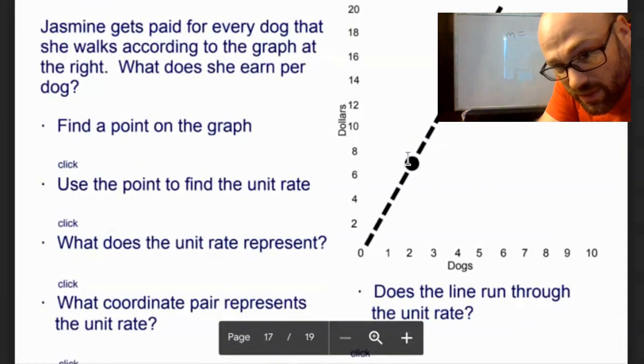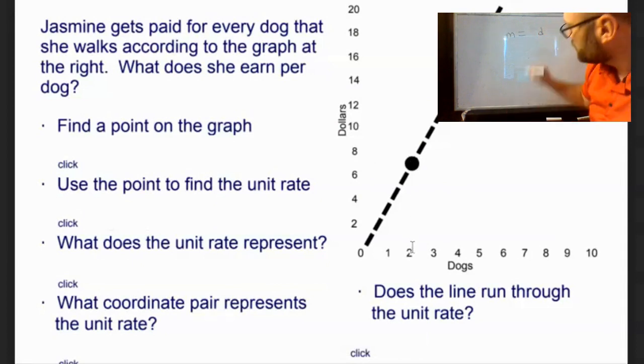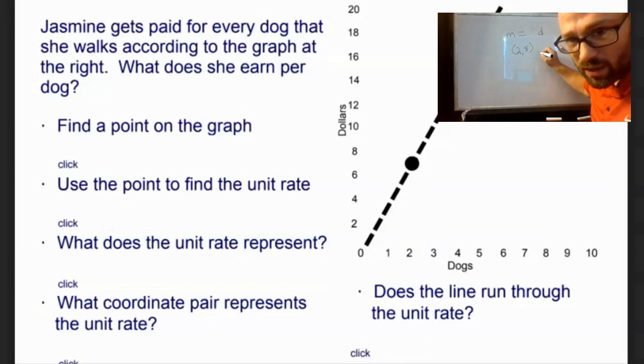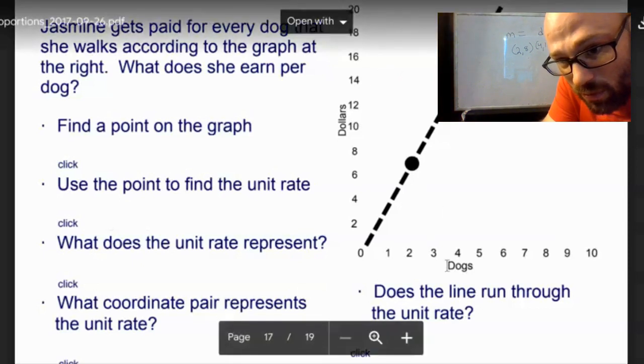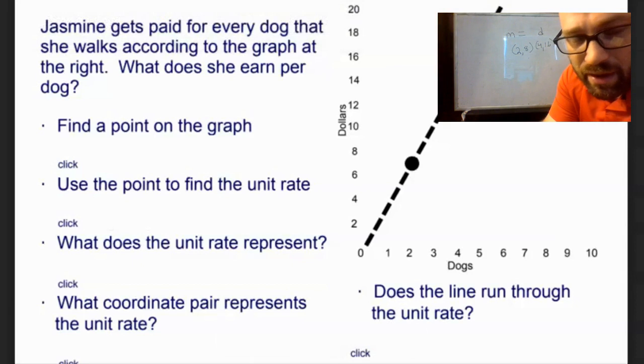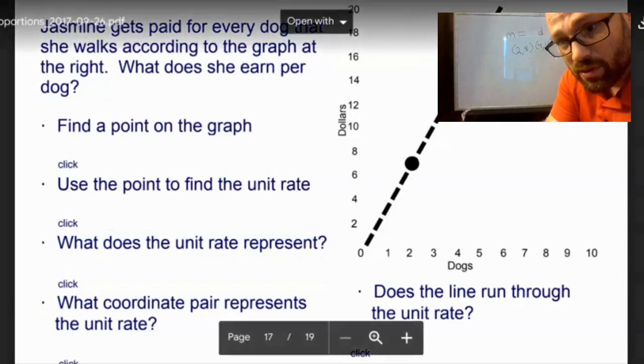So if I do 8 dogs, I get 2. Remember, they might give you coordinate points like 2, comma 8, and it might give you 4, comma 16. So our y here is what? We'll say it's 16 and 4. I promise you on your work it's going to be a little clearer, but this is a proportional relation. It goes through 0, 0, in a straight line.